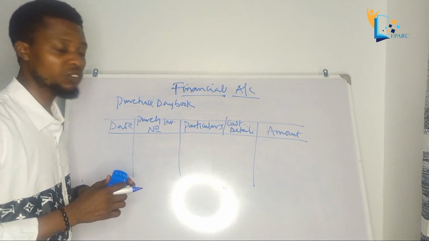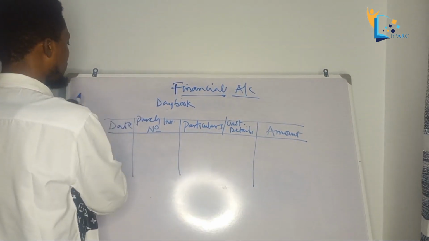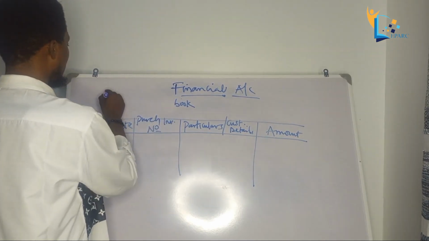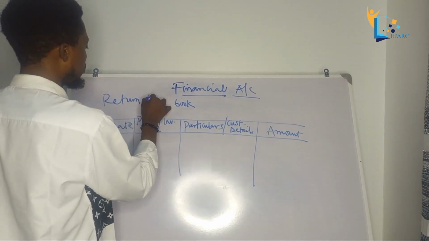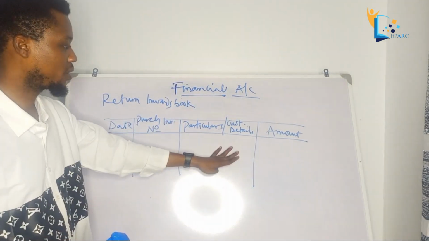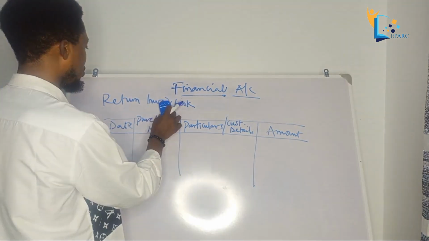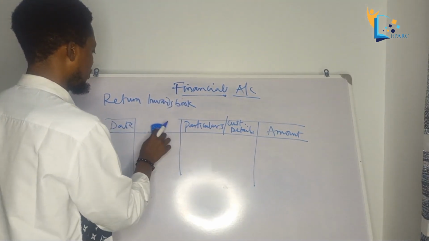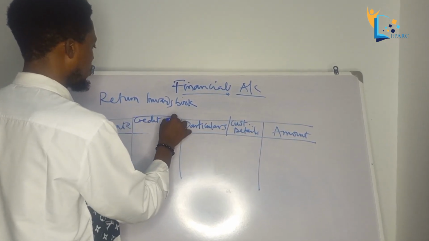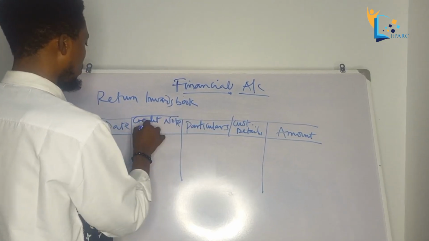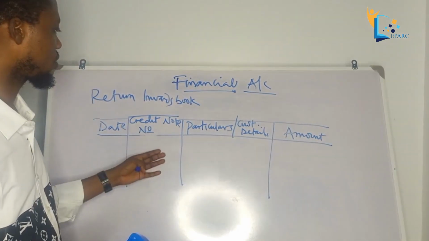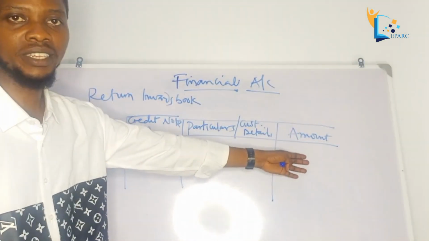Then for the return inwards book, the format is the same, but here we have the credit notes number. We have the date, credit note number, the particulars, and the amount.